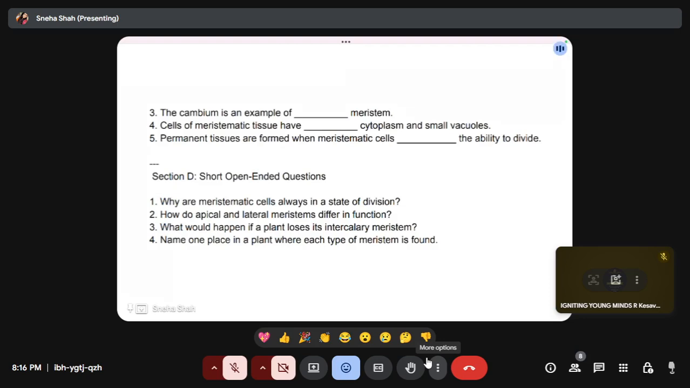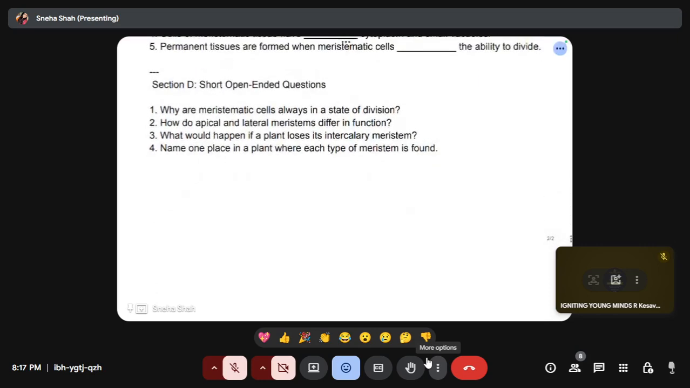Permanent tissues are formed when meristematic cells dash the ability to divide. When they lose the ability to divide, they convert into permanent tissues. Why are meristematic cells always in a state of division? Because they are living cells, and they are responsible for the growth of plants.